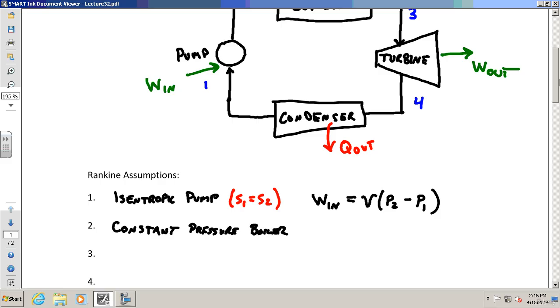Okay, got that? So in this case, practically what that's saying is P2 equals P3 if you look at the numbering that I have, right? We're assuming that as the liquid comes in and we boil it, that it pretty much occurs at a constant pressure. Is that totally true? No, but it's pretty close. It's reasonable.